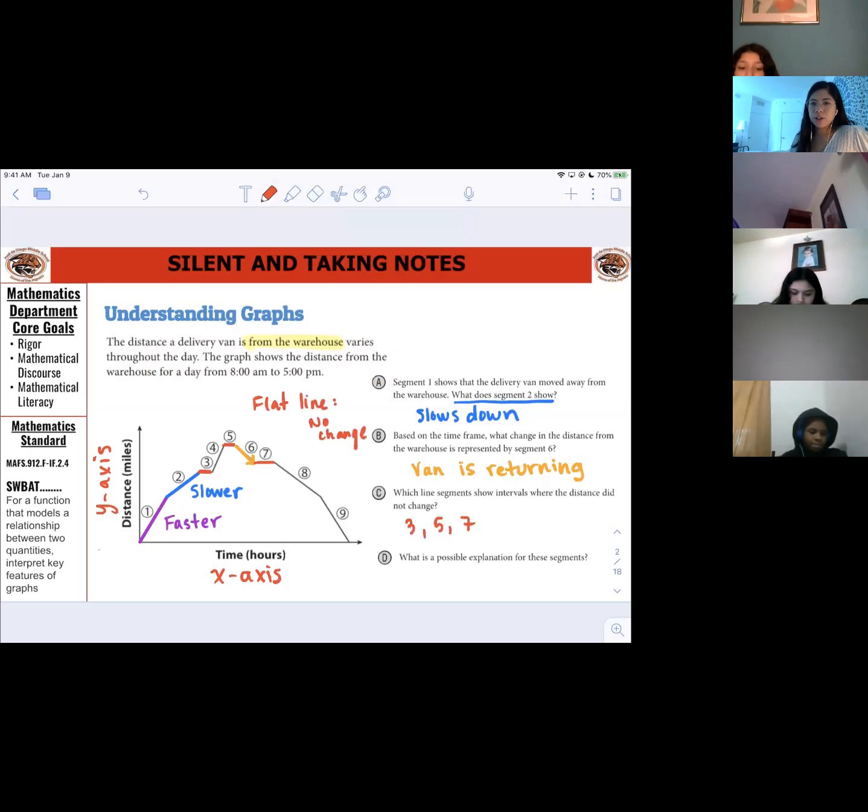And then finally, question D. Who can read D for us? What is a possible explanation for these segments? Okay, so based on what we know, what might be happening at segment 3, segment 5, and segment 7? What was your question? Exactly what she just read for letter D. Remember what it says. There's no change. So what does it mean if I'm driving a van and my distance is not changing? What does that mean about the van? It's staying the same.